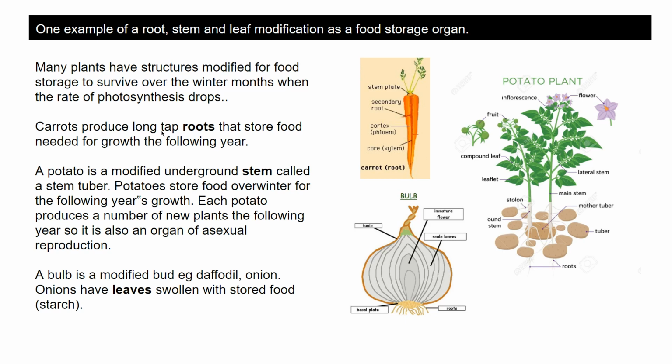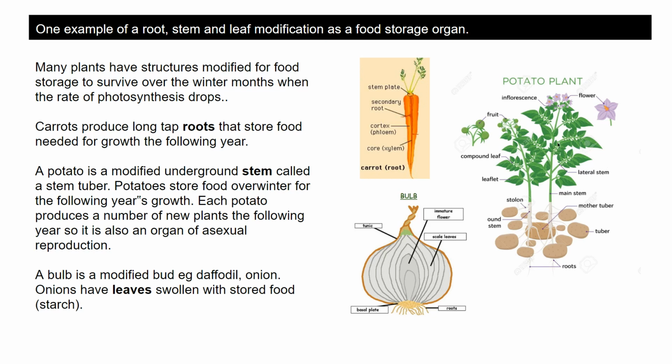So the modified root, a good example of that is the carrot. The carrots produce a long taproot, okay, for storing food. So photosynthesis happens throughout the summer and the food is transported down to the root. The cells in the root swell with stored food. And this stored food provides the energy for growth the following year.